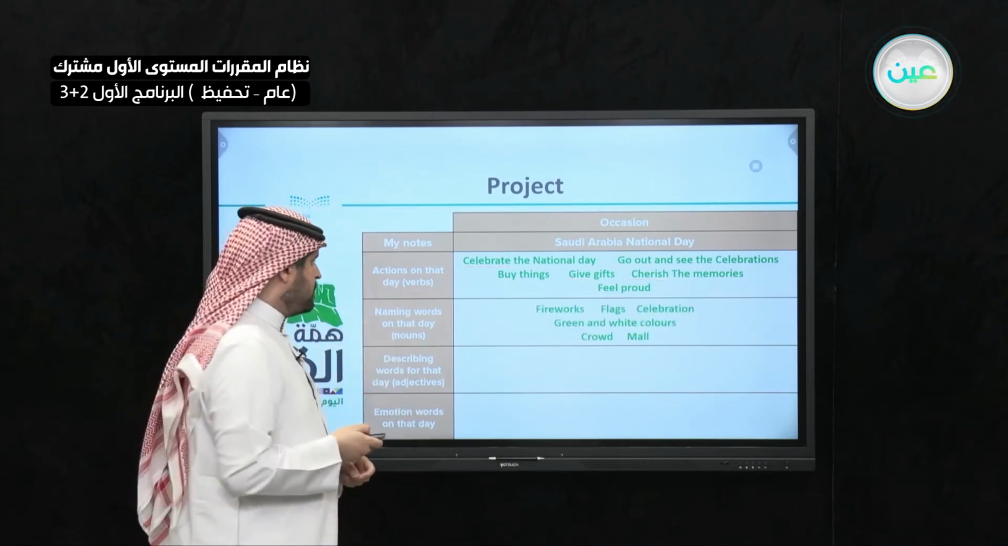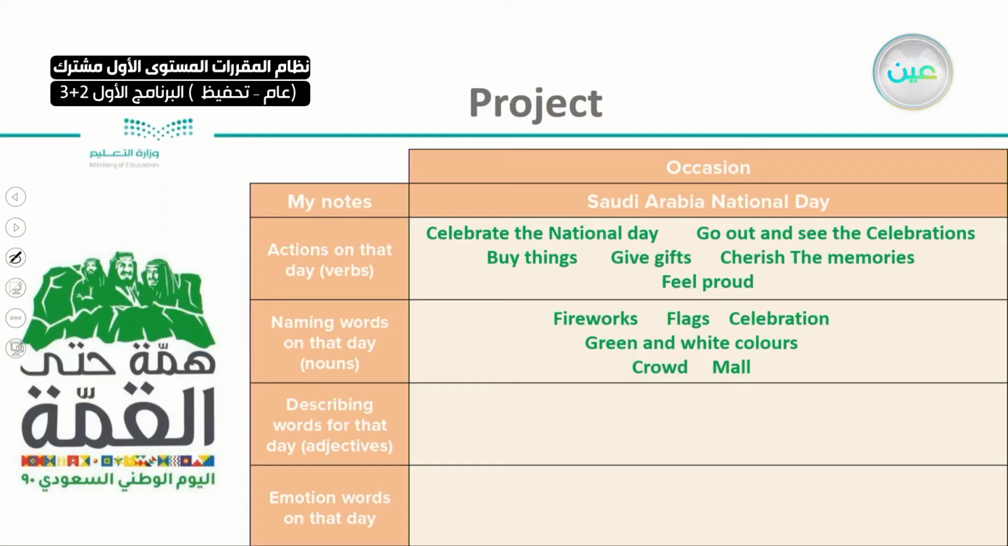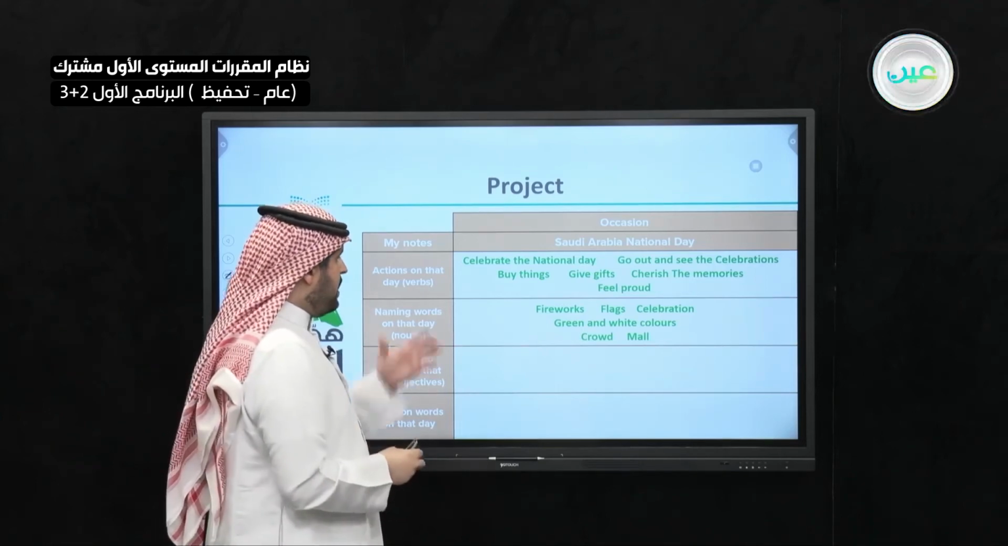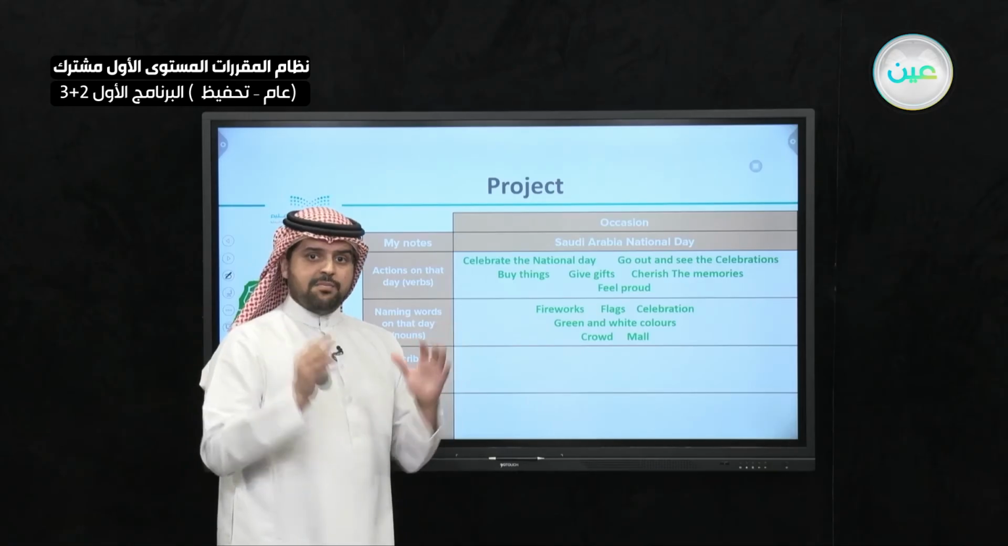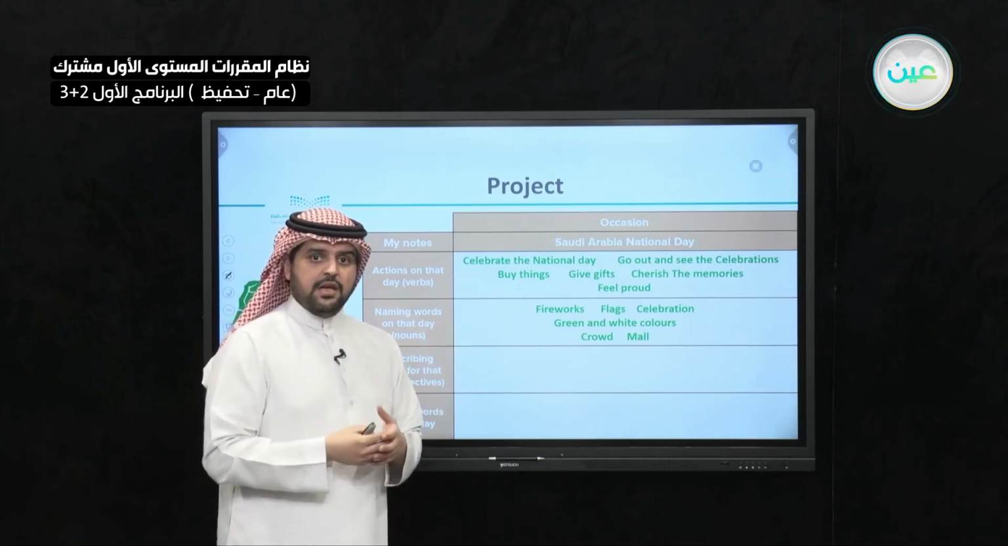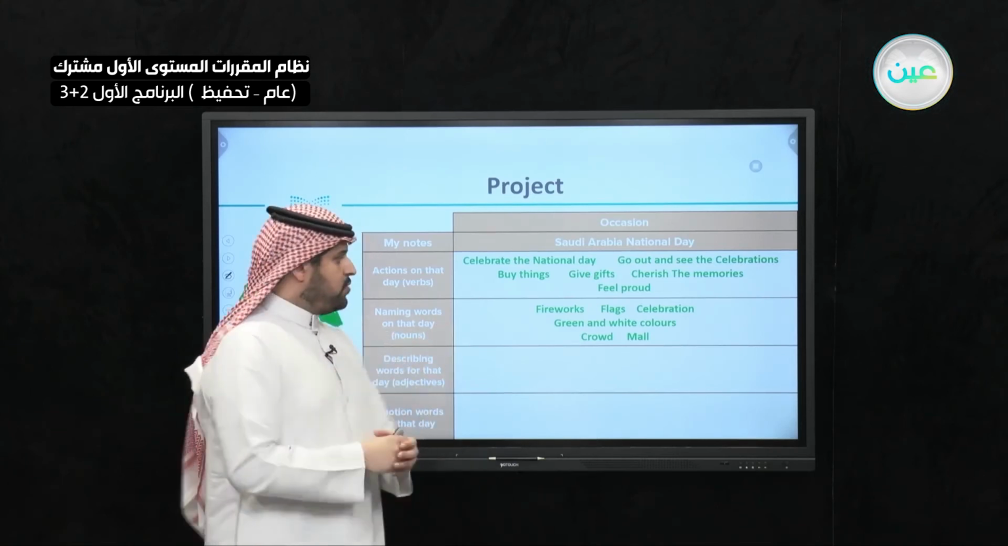Very good. So here we have fireworks. Of course, we all go out and enjoy the celebrations, and especially the fireworks. The flags. We see the Saudi flag in every place, on T-shirts, in the streets, on the cars, everywhere on this National Day. Celebration. Green and white colors. Of course, these are the colors of the flag of Saudi Arabia, and there are green and white colors everywhere. Even some paint their cars, their faces, their T-shirts with the colors green and white.